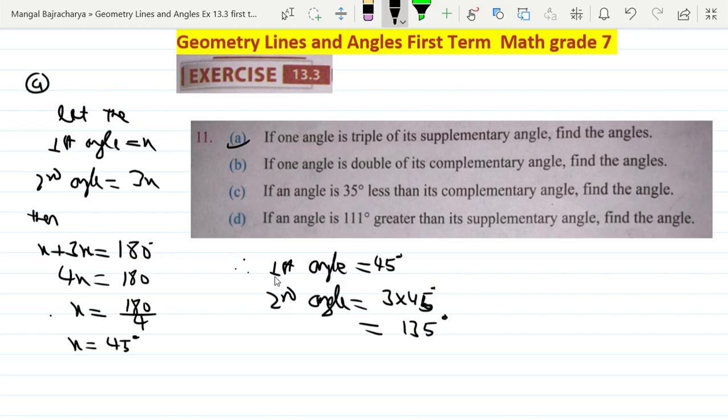Very same like that you can do number B, where complementary angles are given. I'll just give you a hint, you can do it yourself. One angle is double its complementary angle. So you suppose the first angle is x and the second angle is 2x, and their sum is 90 because these are complementary angles, and that we can get solved. And in number C, if an angle is 35 less than its complementary angle, I'll do this by showing you.